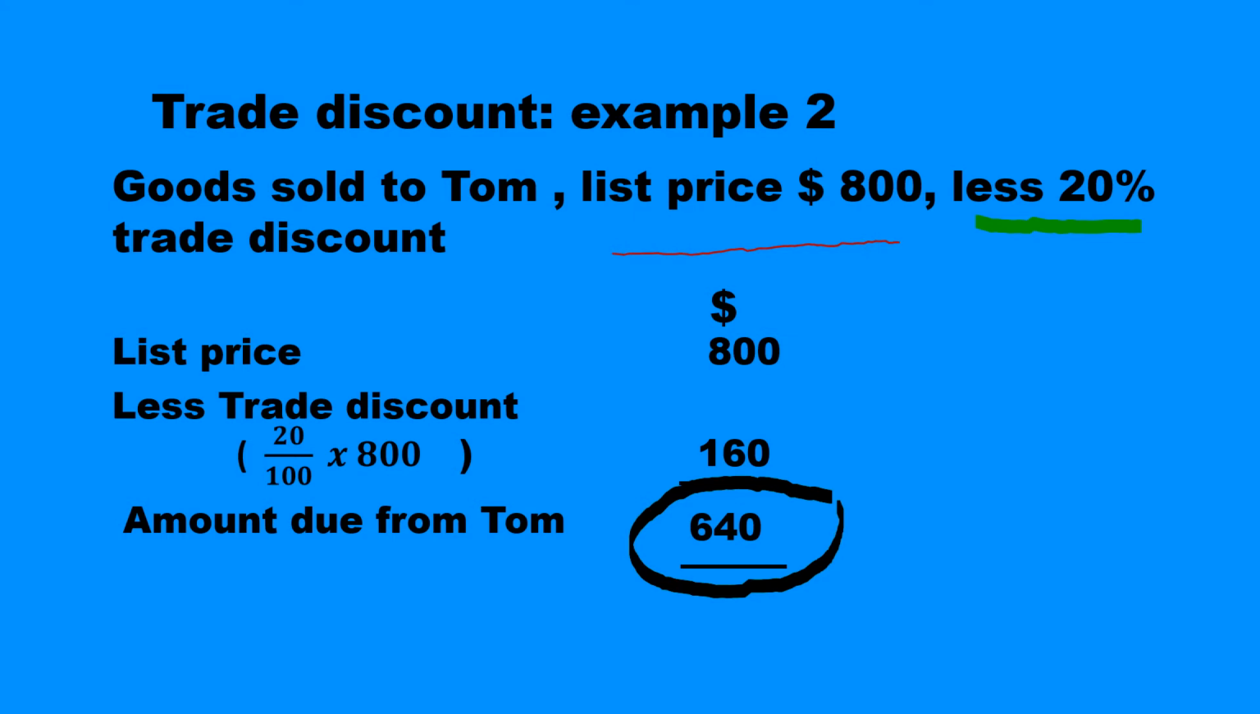This trade discount will not be recorded in the books. That is, the trade discount of 160 will not be recorded in the books. Concerning the recording in the books, we're going to look at that later on in the lesson.